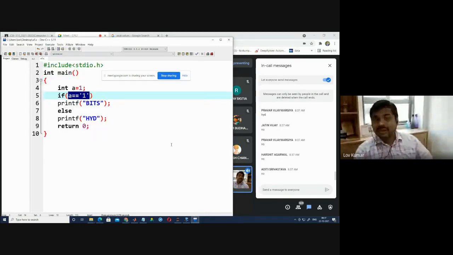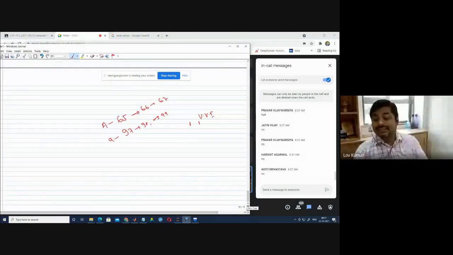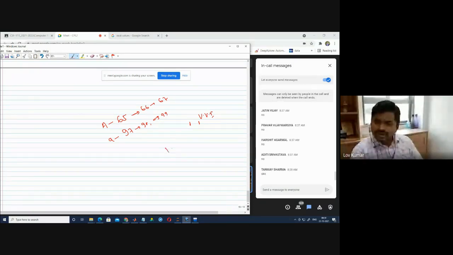Clear? So don't be confused between the integer value and a single quote. I have already mentioned this is very, very important from your exam point of view, placement point of view, and also for the GATE point of view. 5 in single quotes is not equal to the normal 5.